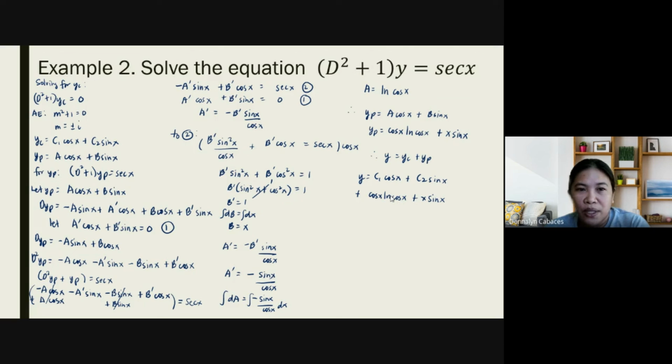So I hope that with these two example problems, you learn something and you will know how to find YP using the method of variation of parameters. So you may try the other sample problem that we had in reduction of order using the method of variation of parameters for finding YP. Thank you.